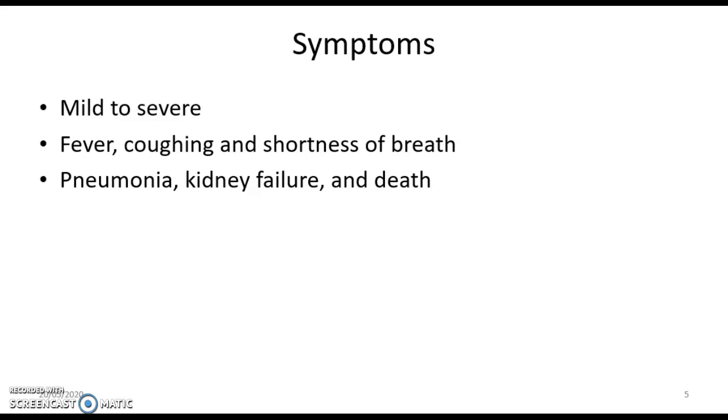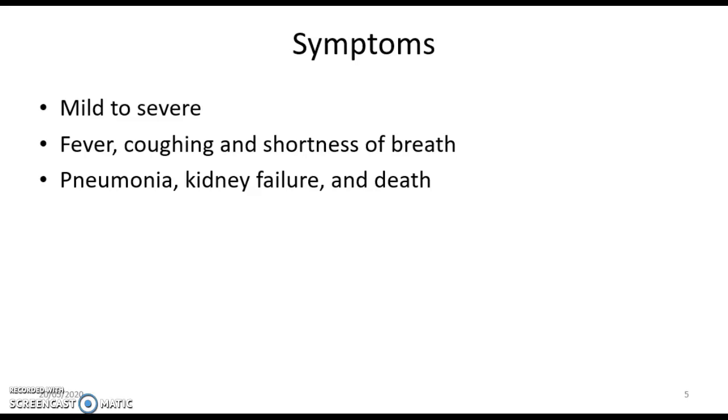Now I'm going to talk about how the disease presents. People most at risk of infection from the novel coronavirus are those who are caring for people infected with the virus, such as family members or healthcare workers. From what is known so far, there can be a number of symptoms ranging from mild to severe. Symptoms like fever, coughing, and shortness of breath, and in more severe cases pneumonia, kidney failure, and in extreme cases, death.